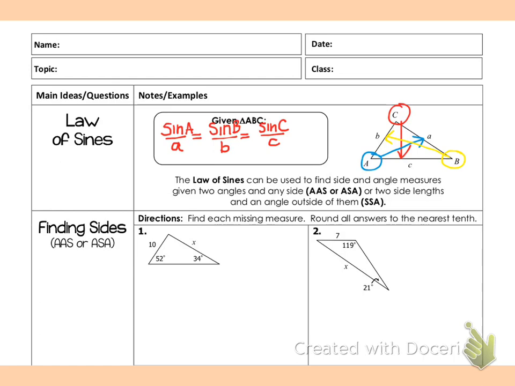of sines. Now, when can we use the law of sines? Because you can't just use it any time. Specifically, the law of sines can be used to find sides and angle measures when two angles and any side, the angle-side-angle or angle-angle-side condition, are given, or if you have two side lengths and an angle outside of them, which was SSA. And so that's something you have to go back and remember, if you remember those similarity, or those congruence theorems, I guess I should say, in triangles.